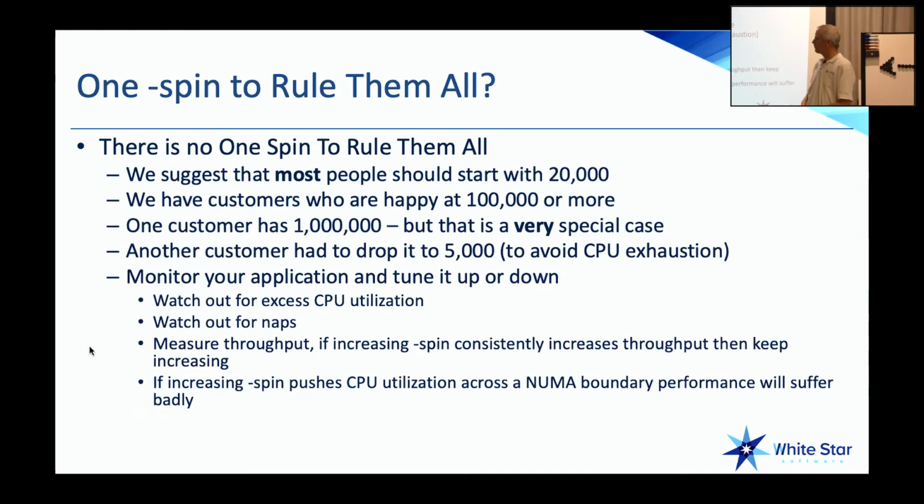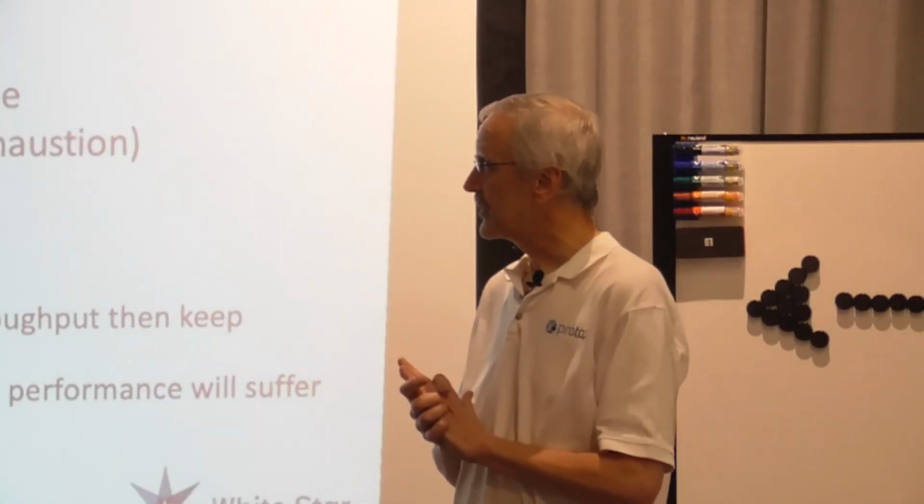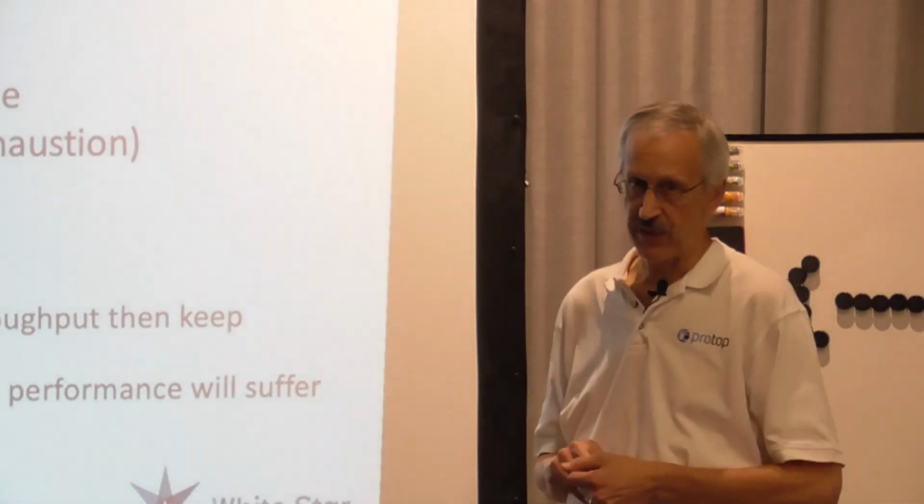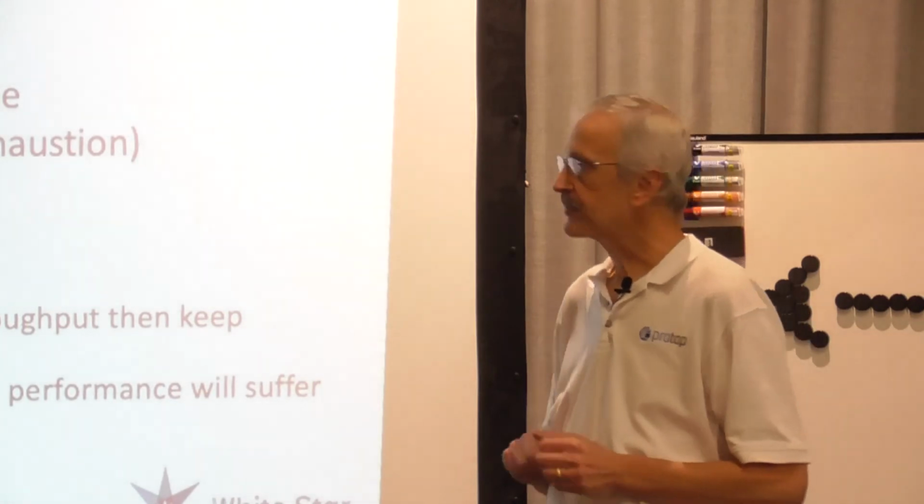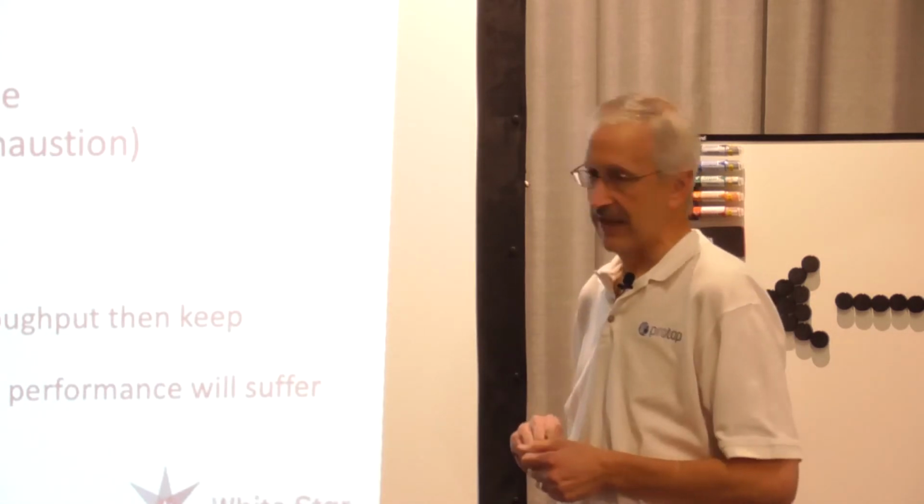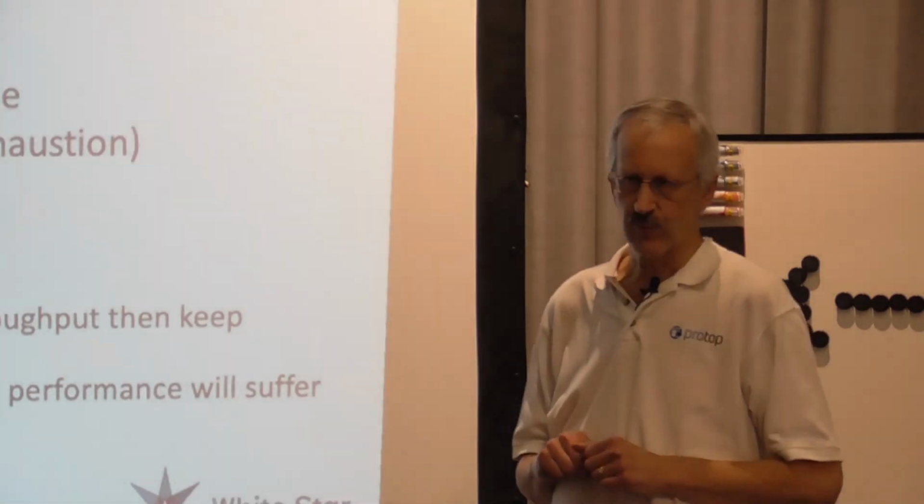Okay, so is there one spin to rule them all? No. We suggest that most people will be okay with 10 to 20,000, something along those lines. We have some customers who are happy at 100,000 or higher. We have at least one customer who's using 1 million, but that's a very, very special case. We have another customer who has had to drop it to 5,000, and recently they've had to go even lower than that because they have overcommitted that particular server, and they're having some issues with what's called NUMA.